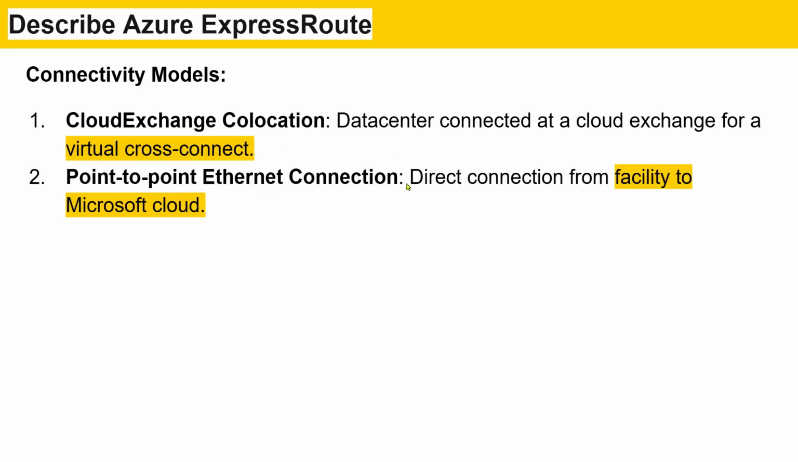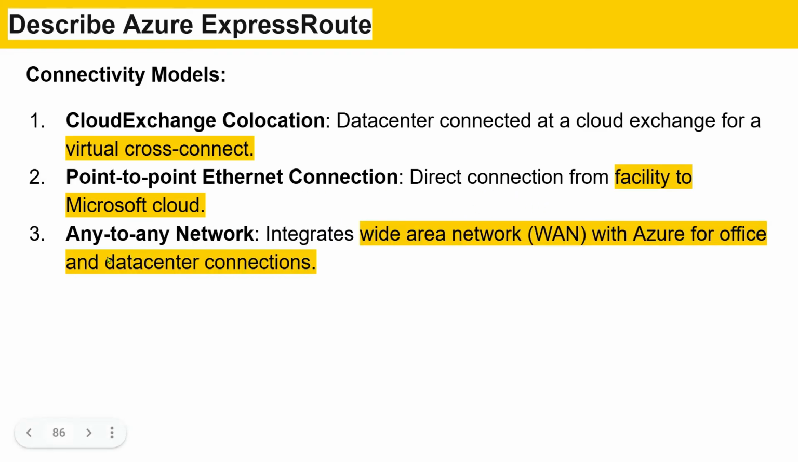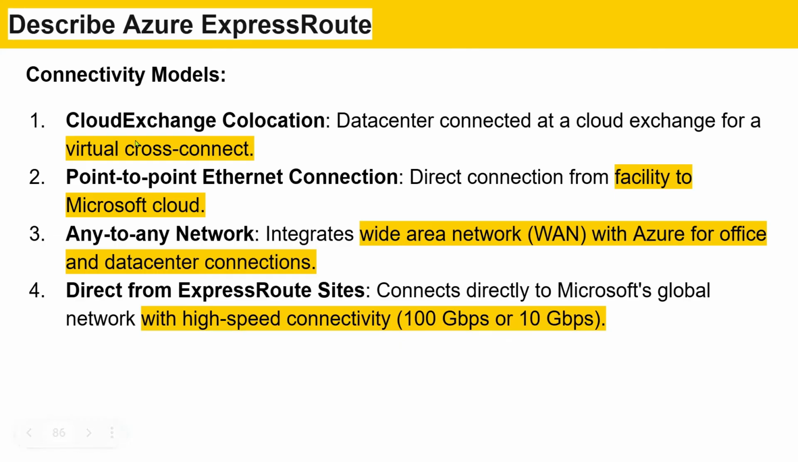Point-to-point Ethernet connection: a direct connection from your facility to the Microsoft Cloud. Even that is possible. I can connect my facility directly to the Microsoft Cloud through Ethernet. So you have your own private network. Any-to-any network integrates your wide area network with Azure for office and data center connections. These are different connectivity models Azure has. ExpressRoute Direct connects directly to Microsoft's global network with high-speed connectivity of 100 Gbps or 10 Gbps. So these are the different connectivity models that are available.